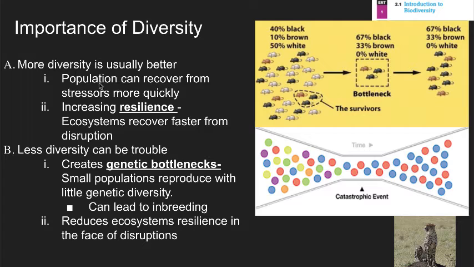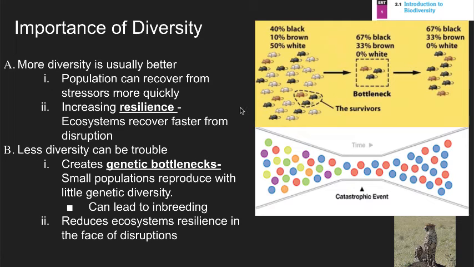Moving on, why is diversity important? When we discuss diversity and its importance, a couple ideas here. More diversity is better for a couple of reasons. Populations can recover more quickly. We have increasing resilience, this idea that ecosystems can recover faster, be more resilient from any kind of disruption, natural disaster, disease, whatever that may be. More diversity helps them bounce back quicker.